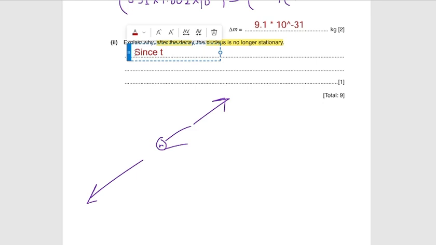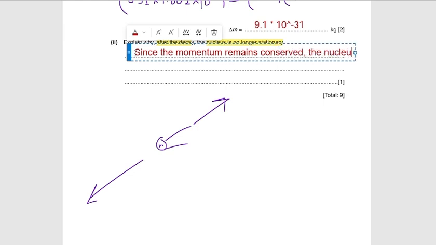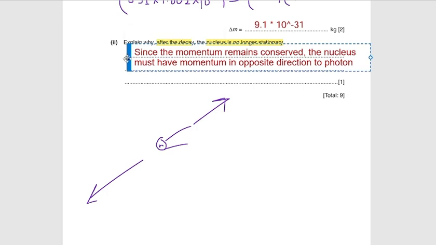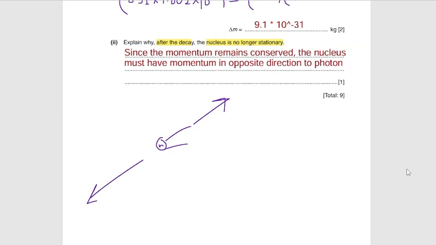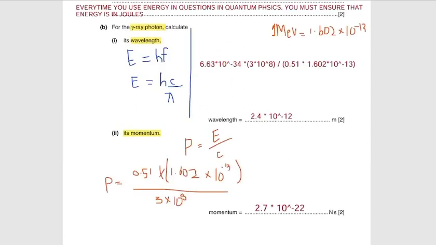Since the momentum remains conserved, the nucleus must have momentum in the opposite direction to the photon. And this is it for the second part as well, and for question number 11.